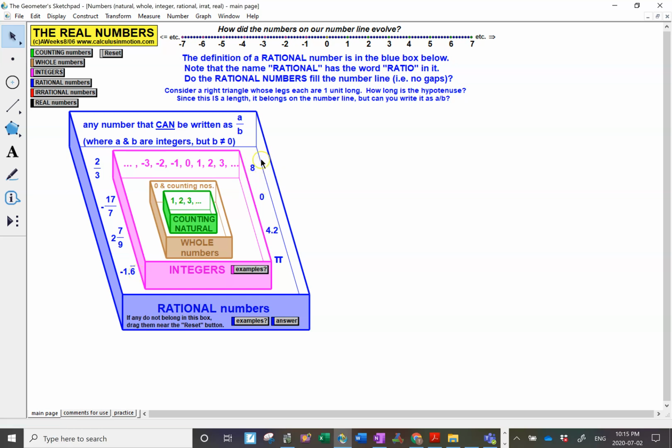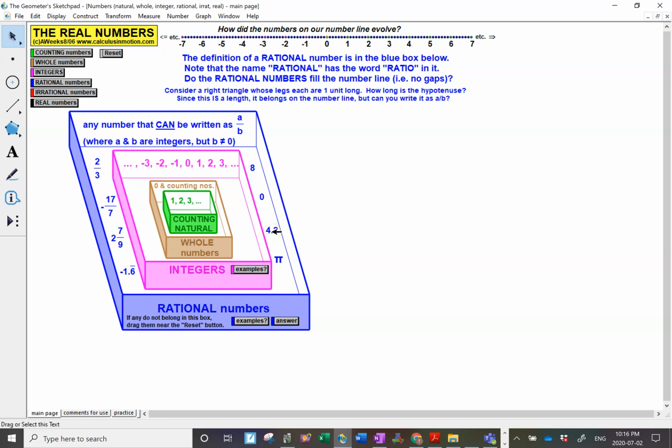Now, is 8 a rational number? Can we express 8 as an expression A/B? Absolutely, we can just say 8 is the same as 8/1. So whole numbers are also rational numbers. What about 0? Well, 0 can be written as 0/2 or 0/5. So 0 is also a rational number.